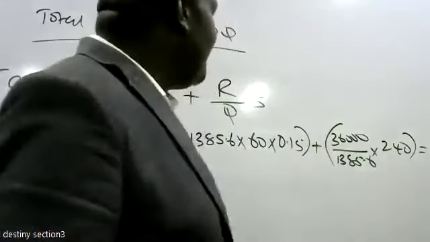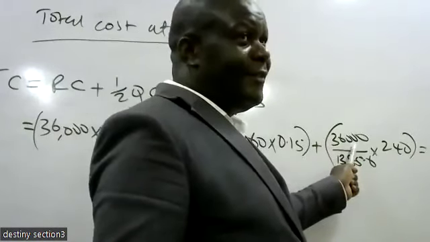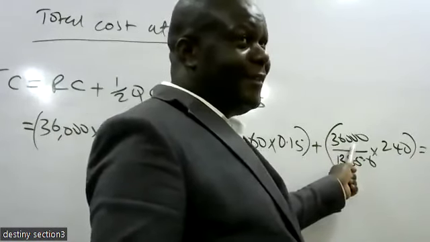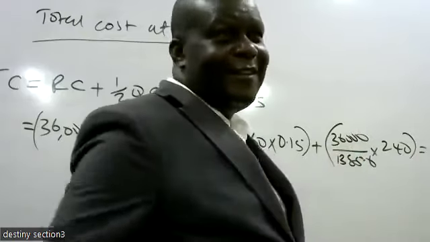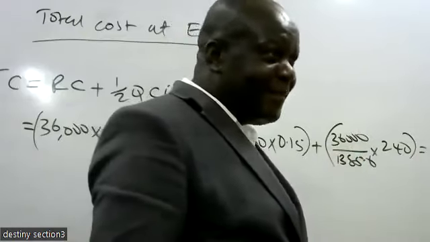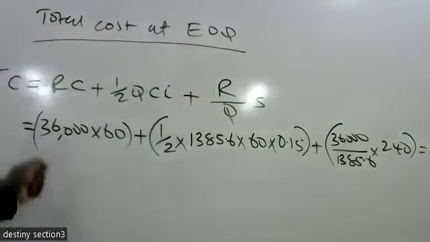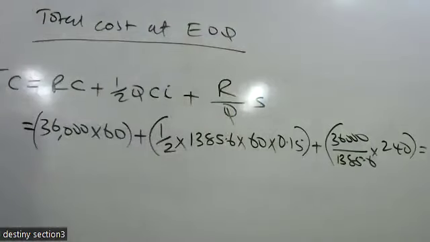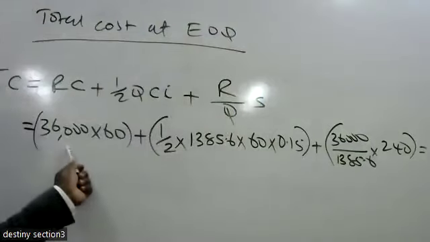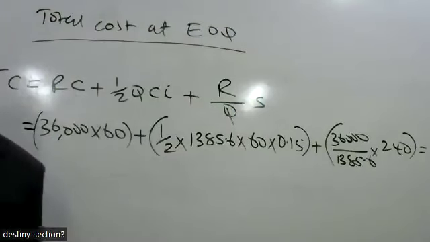R is supposed to be, is it 13 or 36? This R is still the same. We have used 36,000 here. So that R will still remain the same.